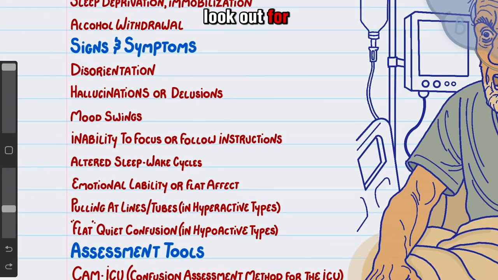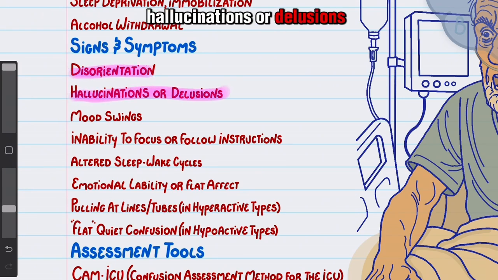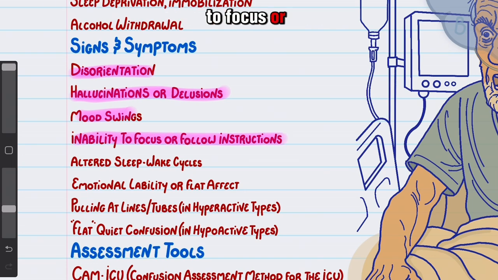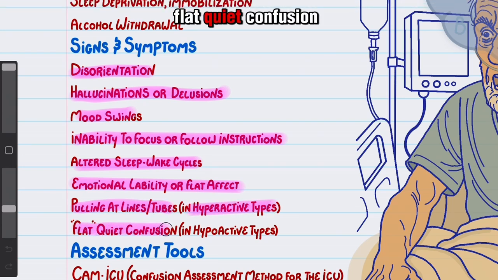What should we look out for? Well, signs and symptoms of delirium are disorientation, hallucinations or delusions, mood swings, inability to focus or follow instructions, altered sleep or wake cycles, emotional lability or flat affect, pulling at lines and tubes, such as in hyperactive types, and then a flat, quiet confusion in the hypoactive types.